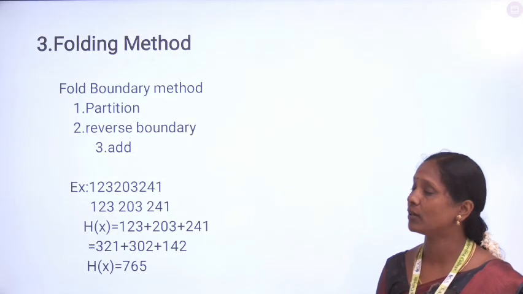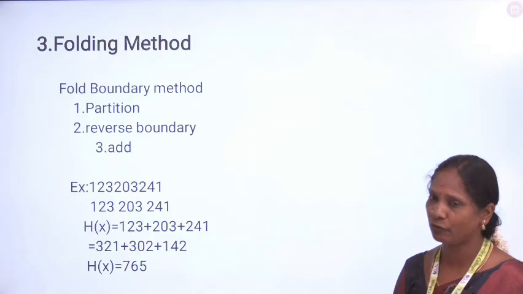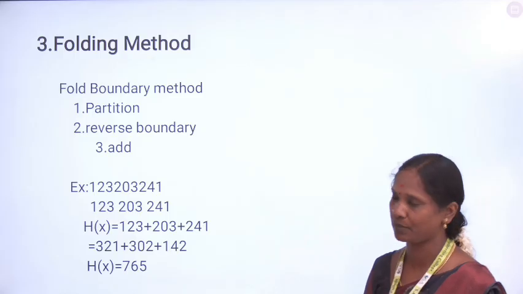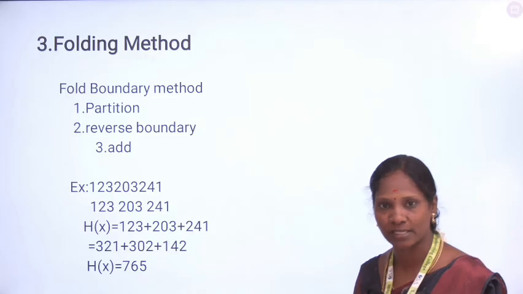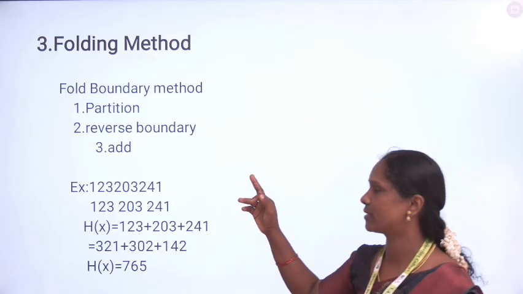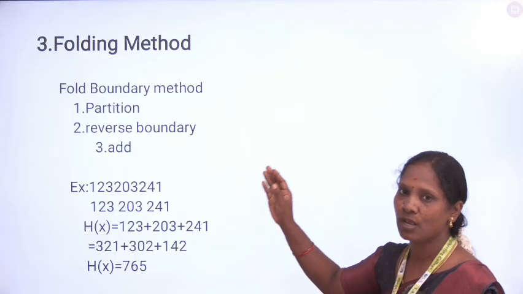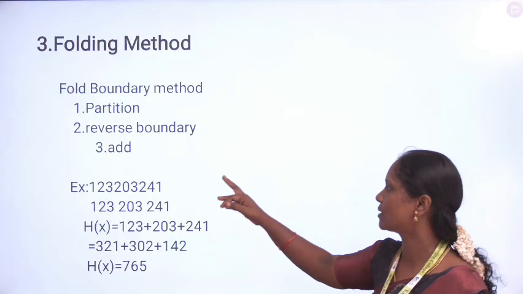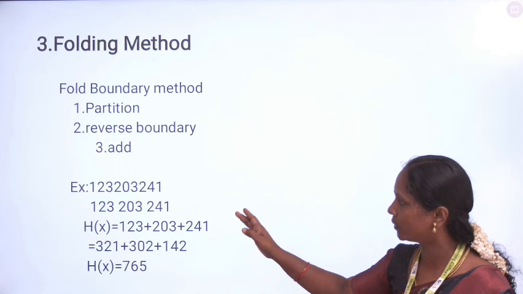Then the second type of folding method is the fold boundary method. It adds one more extra step. We have the two steps, partition and add, and here one extra step: reverse boundary. We take the same values, 123, 203, 241.